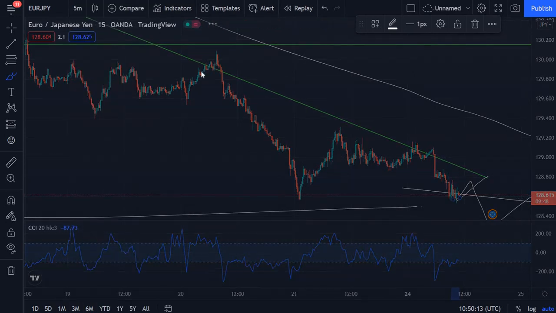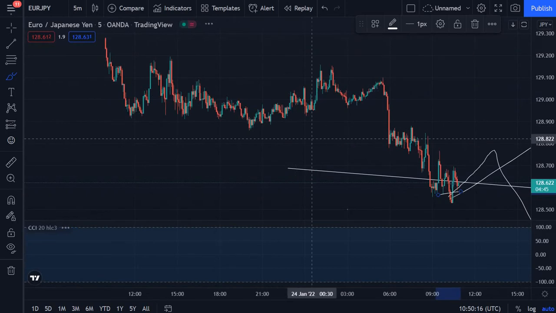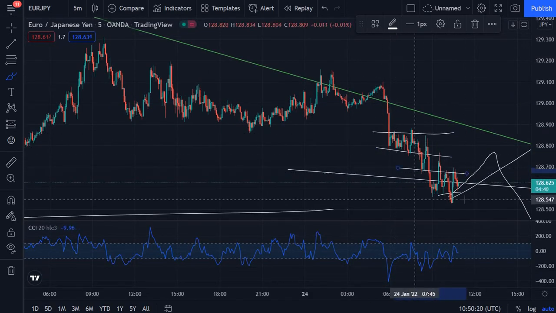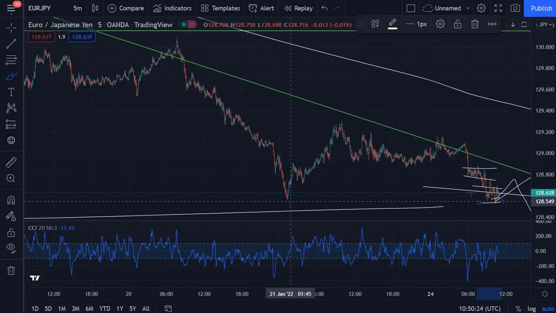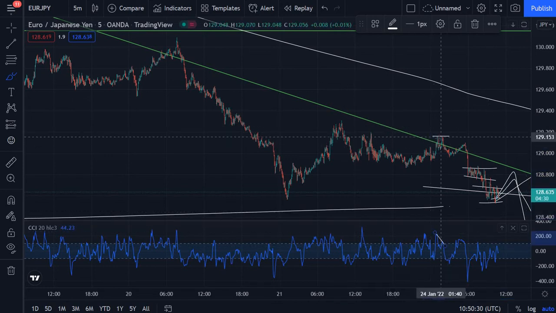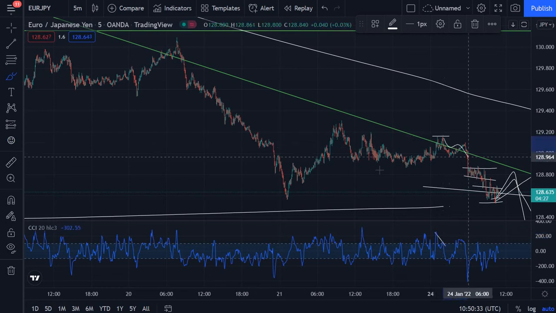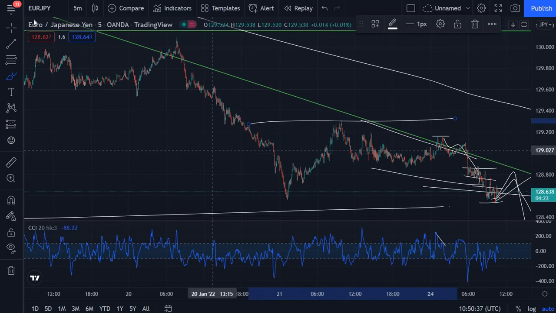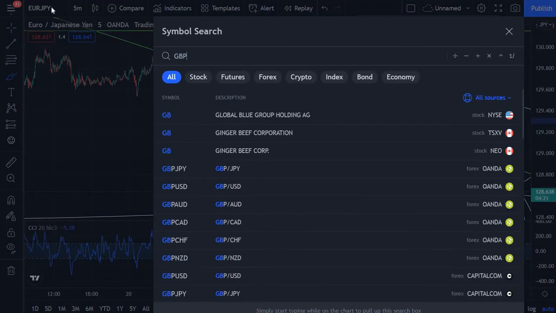Five-minute chart. So here this kind of mess, not much going on, but here double top, bearish divergence on the 5-minute chart, and it went lower exactly at the trend line level. So Euro Japanese yen is pretty bearish.